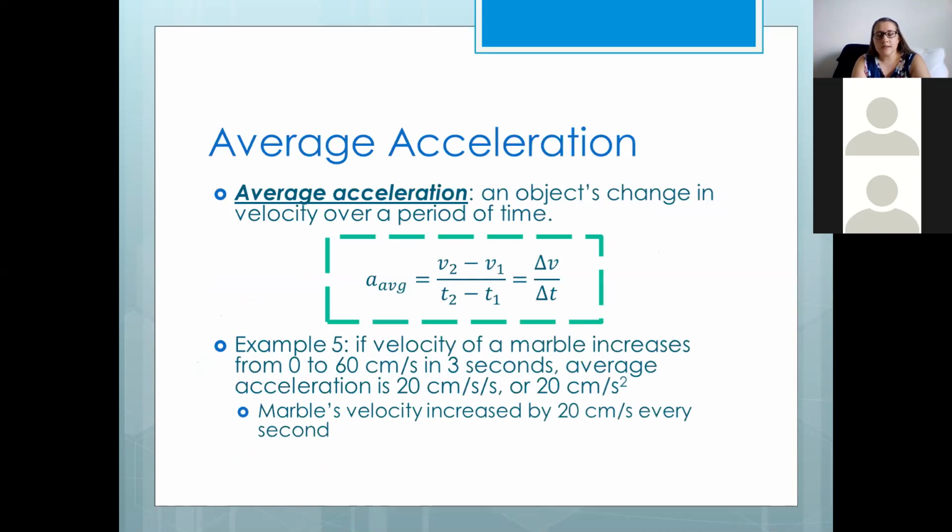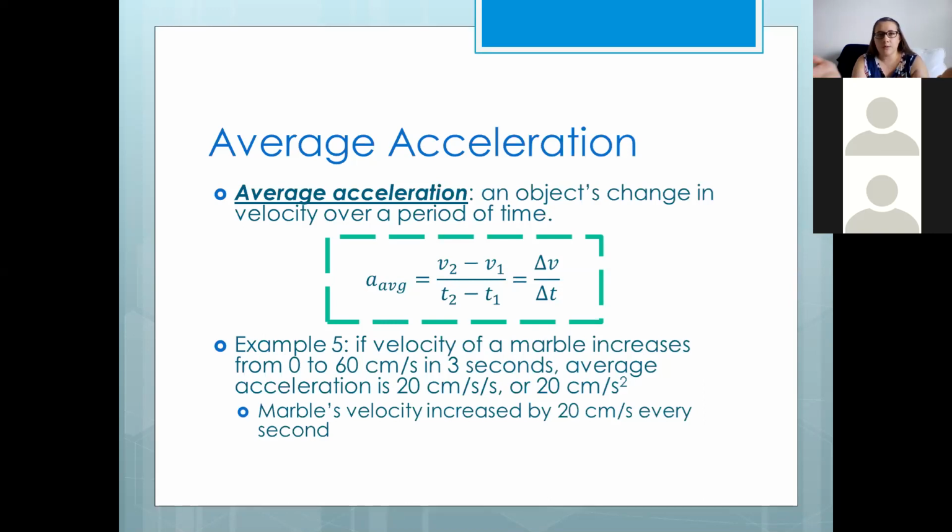So just like with velocity, we can have a couple of different kinds of acceleration. We're going to start off with average acceleration, which is an object's change in velocity over a period of time. So in that dashed green box, there is our equation for that. Average acceleration is that change in velocity divided by change in time. Remember that triangle symbol, delta, means the change in something. Okay, so V2 minus V1 over T2 minus T1.